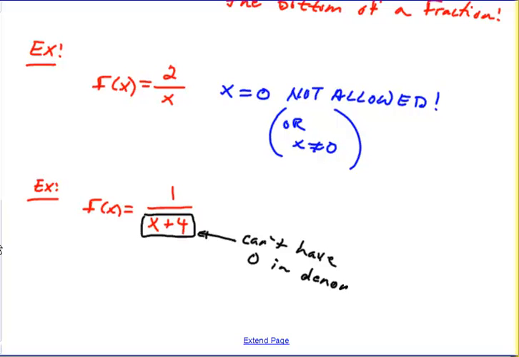If x is 0, what would my function be? 1 over 4? That's a real number. But what we're asking ourselves now is, wait a second, there's probably an x I could put in there that's going to make this thing equal 0. What plus 4 equals 0? Yeah. In this one, x equals negative 4 is not allowed.